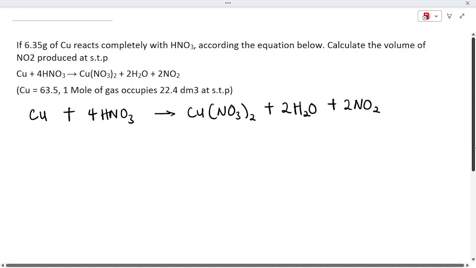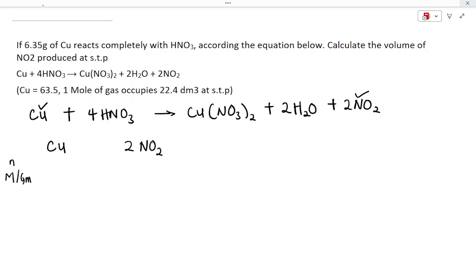First thing, we have read the question, and we already know that we are dealing with copper. We are given the mass of copper, and we have to calculate the volume of nitrogen(IV) oxide. So those are the only two things that we need. So we simply have Cu, and then we have 2NO2. First thing is we get the number of moles. Next is we get the molar mass. But remember, we are dealing with mass in the case of copper, and then we are dealing with volume in the case of NO2.